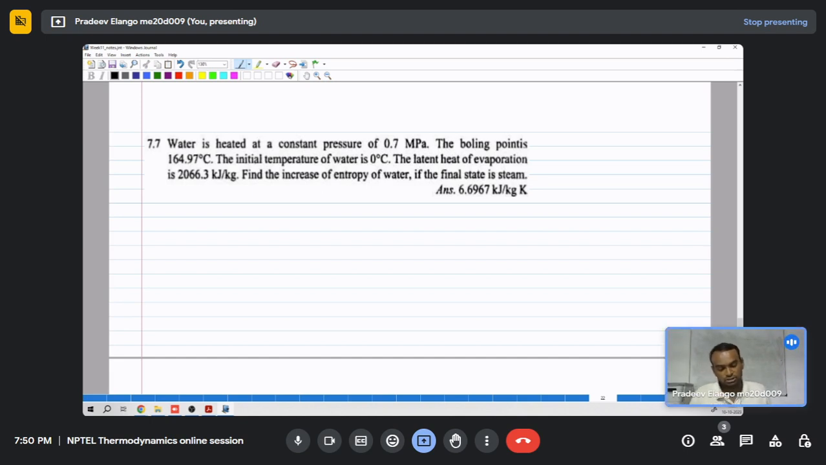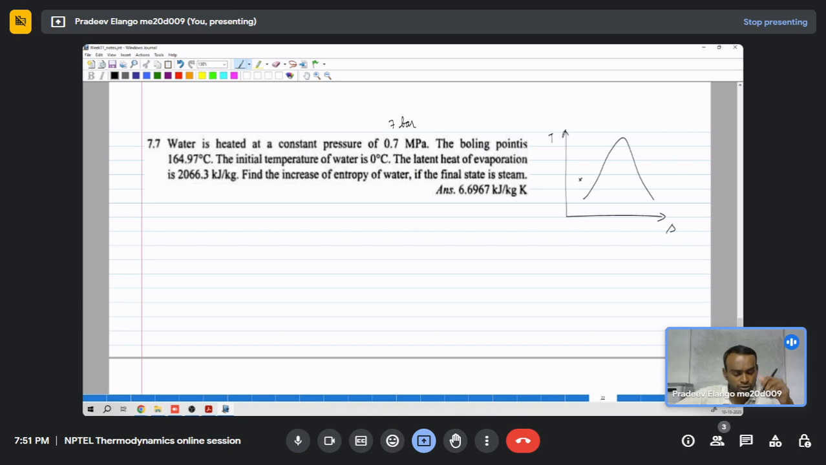Water is heated at a constant pressure of 0.7 megapascal. The boiling point is 164.97 degrees Celsius. The initial temperature of water is 0 degrees Celsius. The latent heat of evaporation is 2066.3 kilojoule per kilogram. Find the increase in entropy of the water if the final state is steam. So if you want to plot this process in a TS diagram, initially the water is at 0 degrees Celsius and pressure is 0.7 megapascal, that is 7 bar. 7 bar and 0 degrees Celsius will be a subcooled liquid.